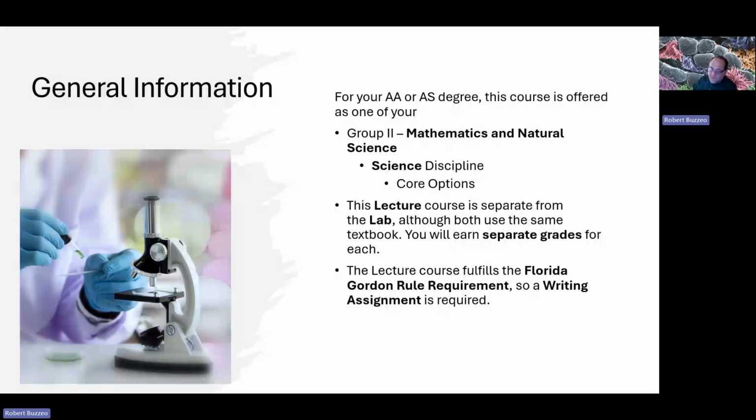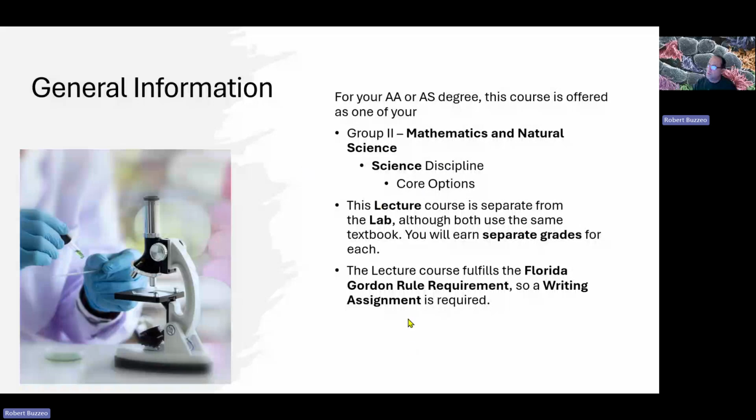It will work towards your AA or AS degree, in the mathematics and natural science requirement within the science discipline, and it is one of those core options. And what's nice is it has a lab component. You will get a separate grade for both. You'll get one grade for lecture and one grade for lab. It's not a combined course.